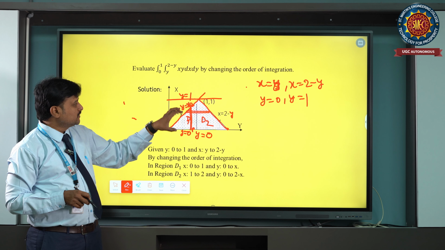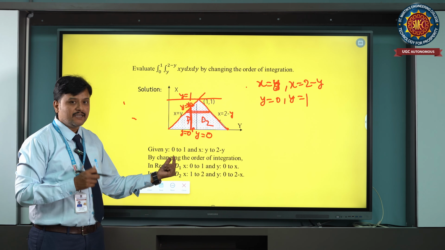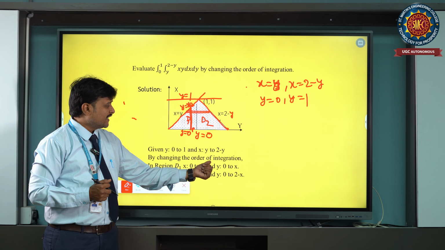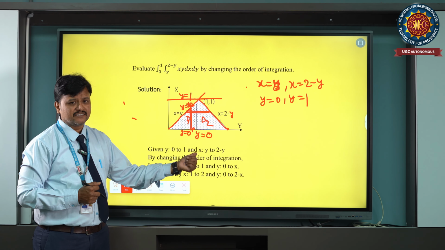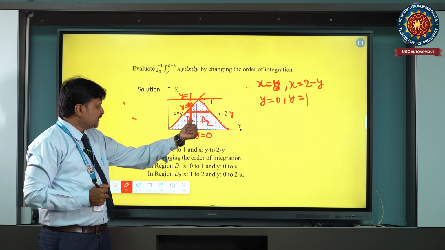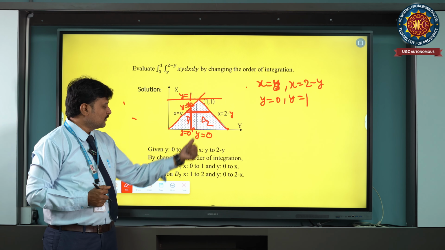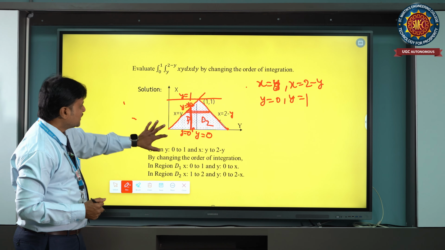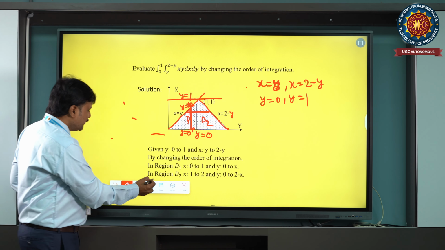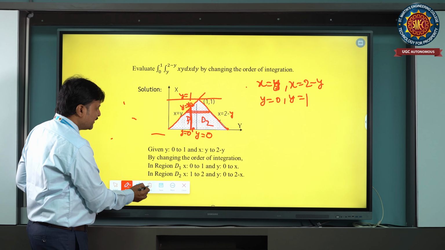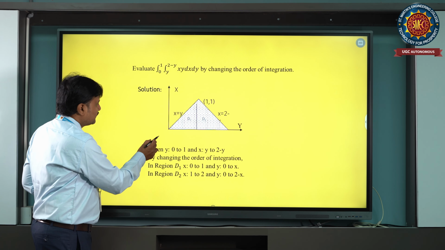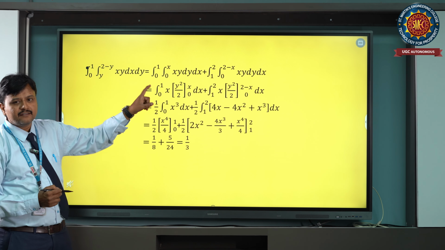By using this, we can find the limits. The limits are x is equal to 0 to 1 and y is equal to 0 to x. And in region 2, the new limits are x is equal to 1 to 2 and y is equal to 0 to 2 minus x. Then, after finding the new limits, we can evaluate the double integral.